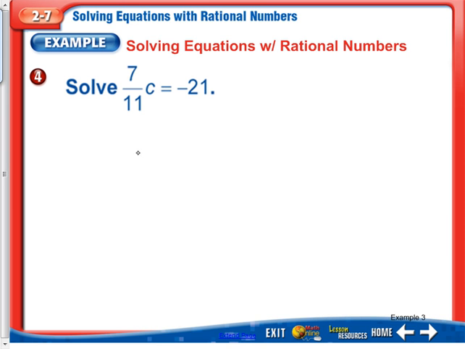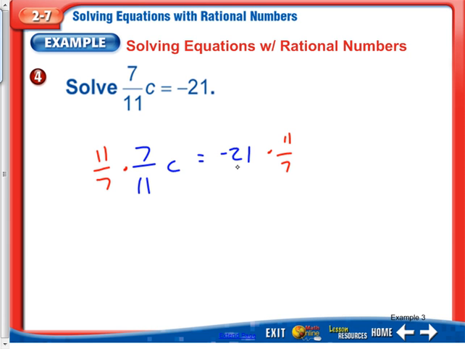All right, so again, dealing with fractions, so let's just go ahead and get this copied. 7/11 c equals negative 21. Now normally we would divide by the coefficient, but since this is a fraction, you can't divide by fractions. Instead, we multiply by the reciprocal. So multiply both sides by the reciprocal, that'll be 11/7. Whatever you do to one side, you have to do the same thing to the other.